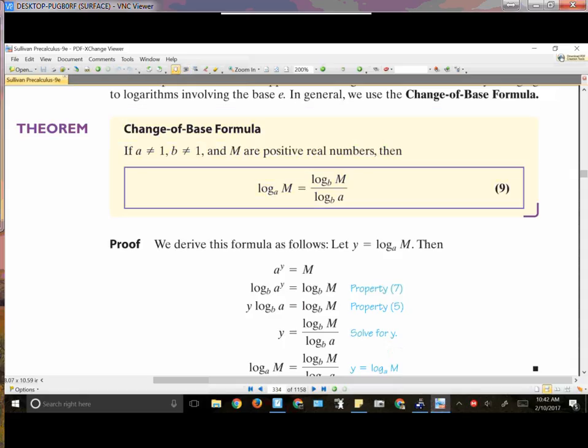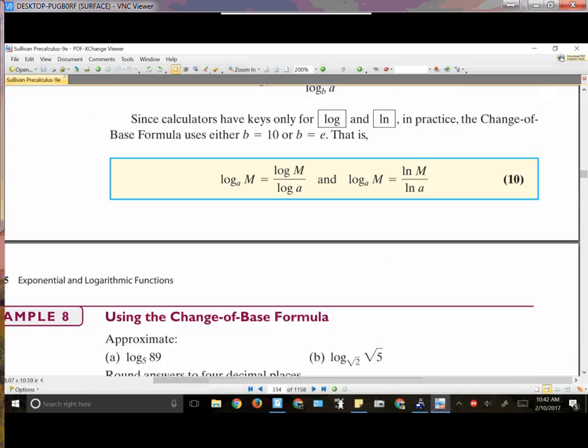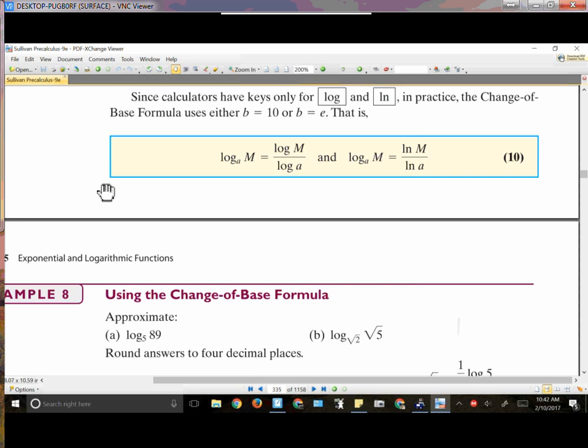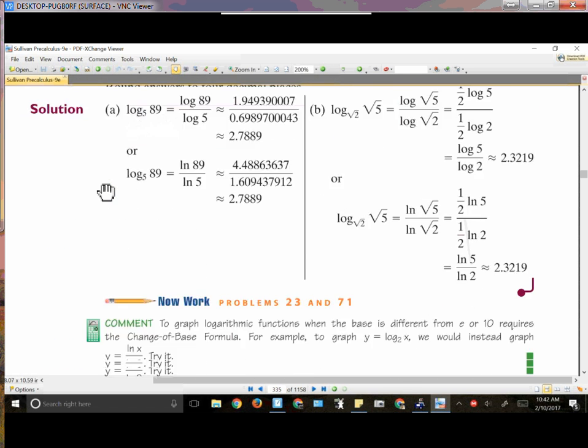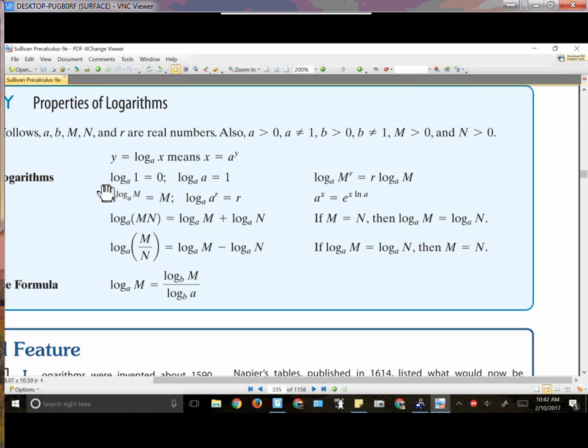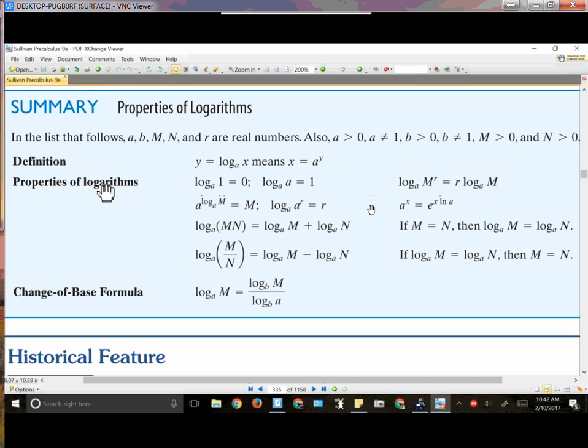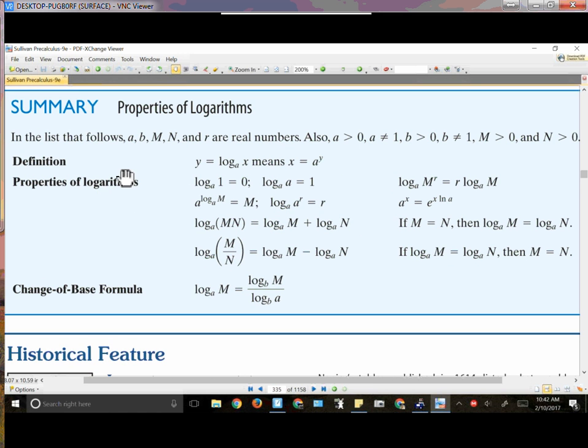So, let's see. Other ones there, yep. Change of base formula. This property of logarithms. Let's see, I had you guys do a sheet before that had that kind of information in the blueprint at all, right?